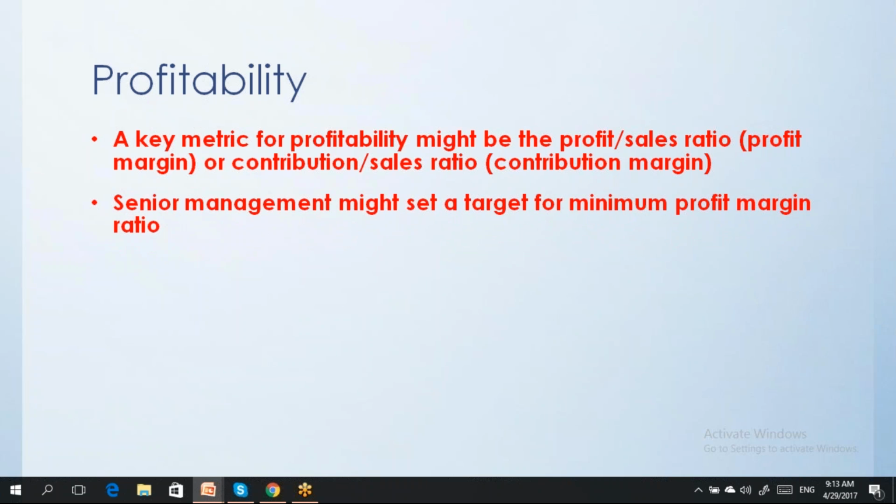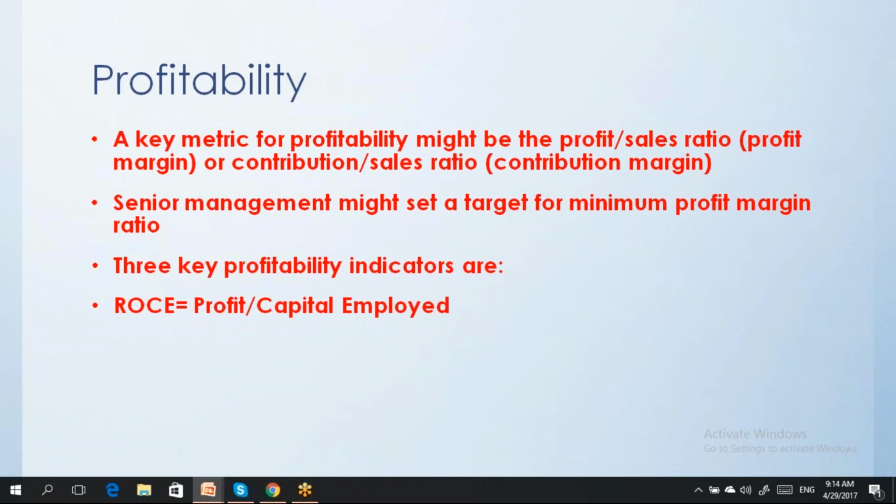Senior management will set minimum targets for profit margin, and they will say, if you are not going to get it, we are not going to approve the budget. I was working in a company, and I always used to tell them, you must get this profit margin if you are importing a product. If you don't get that profit margin, we will not approve your LC to import the product. So that's the way people set up the target.